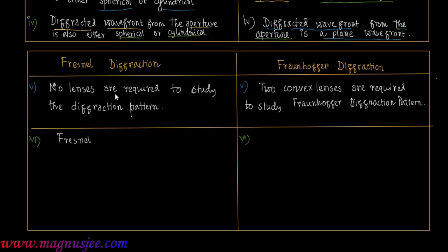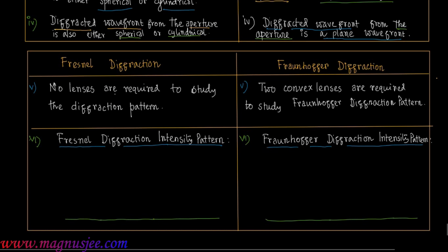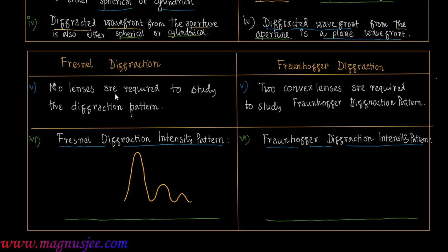Now we can draw the Fresnel diffraction pattern intensity graph on the left hand side, and on the right hand side we can draw the Fraunhofer diffraction pattern intensity graph. On both sides we plot the variation of intensity of diffracted rays with respect to phase difference. Here the horizontal axis is the phase difference axis, and we denote the variation of intensity of the resultant diffracted wave.